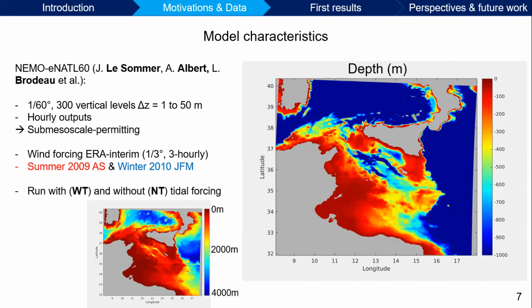So here you have the model characteristics. We are using also the NEMO Inatel 60 simulation. So we have hourly outputs, mesoscale permitting simulation. The wind forcings are coming from ERA interim with 1/3 degree and 3-hourly outputs. For this work, we have 2 months in summer, August and September, and we will add July in the next weeks, I hope. And we have 3 months in winter, January, February, and March.